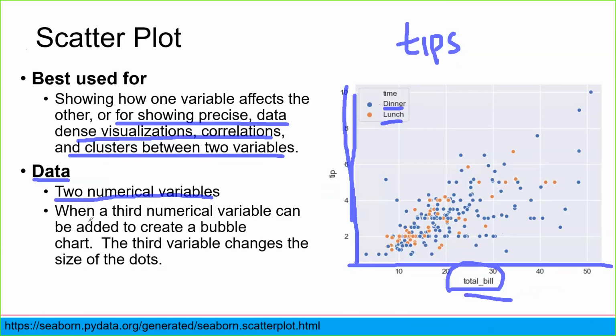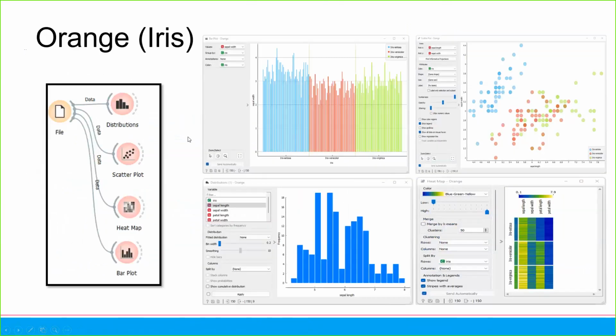So we can also use another numerical variable, a third one. If there is another variable which is numerical, you can make a bubble chart. The third variable changes the size of the dots. You can see that these dots have the same size, but if you have another numerical variable, it will change the size. So let's see in Orange.